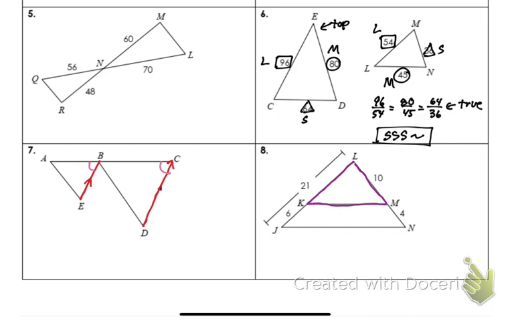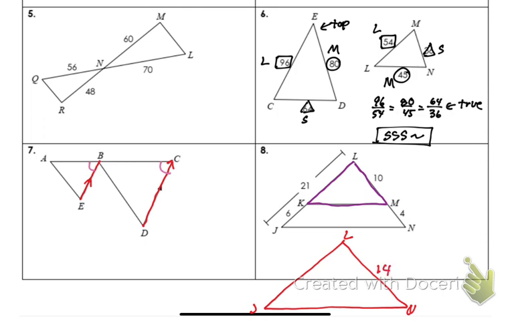Maybe what I could do is draw that large triangle down here so you can see it a little better. So I have J, L, N. Some information about JLN is this 10 plus this 4 equals 14, so this side is actually 14.